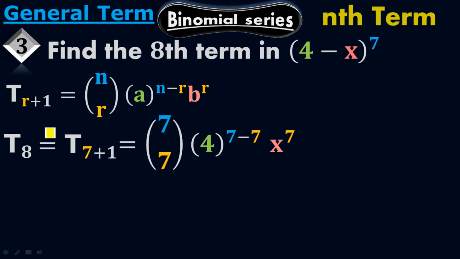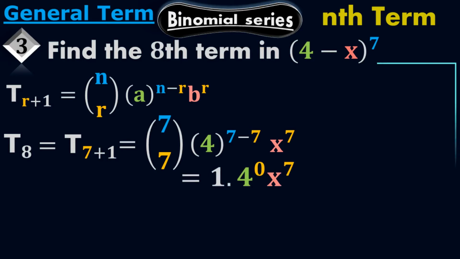This is actually my r. So plug in that value for the r here, and r here, and r here. This yellow is my r. But what is my n? My n is 7. This blue is my n, because look, the power for the binomial series is 7 here. So plug in 7 here for the n, 7 here. It actually equals 1 times 4 to the 0 times x to the 7.